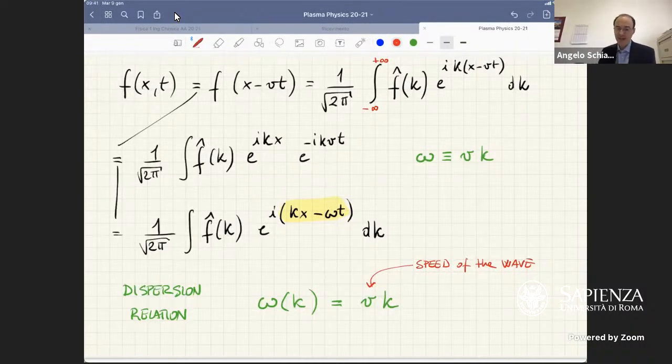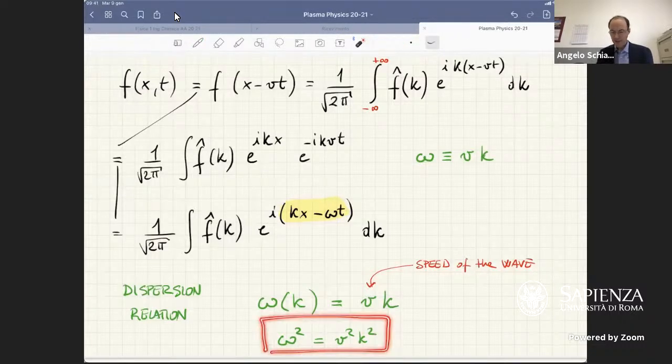So remember that v now is the speed of the wave. Very often, instead of this notation here, we'll use the square of omega, and you'll find that the dispersion relation will be written as, for instance, omega squared as a function of k is v squared k squared. Usually in plasma physics, it's very common to write the dispersion relation, instead of the linear expression, as an equation that involves the square of the angular frequency and the square of the wave number, k.